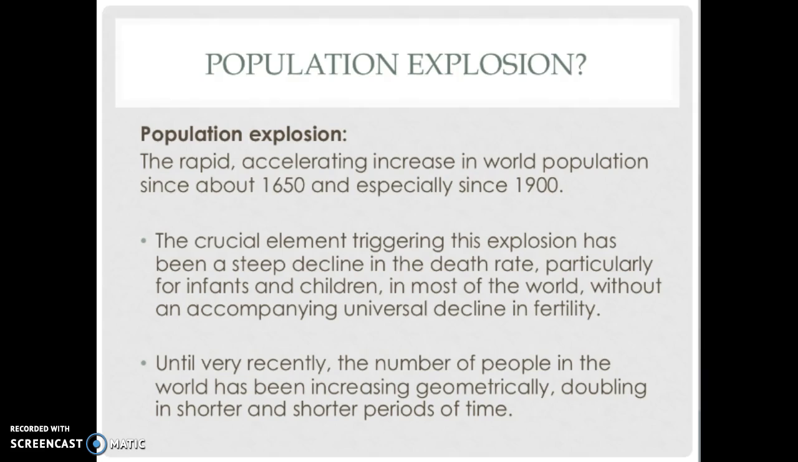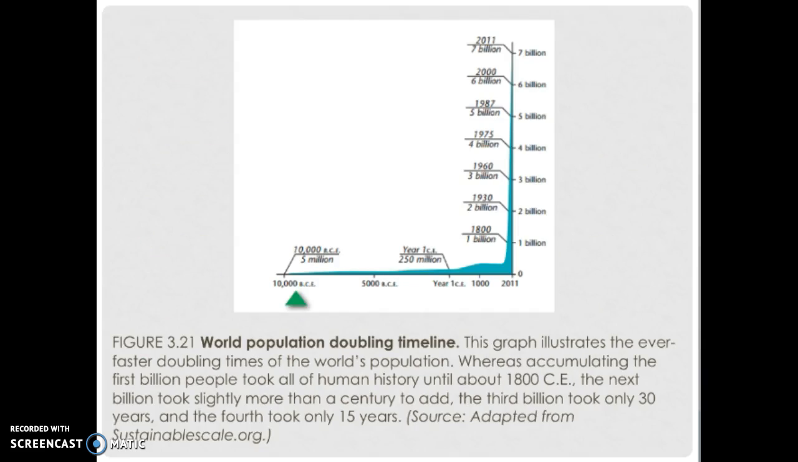Until very recently, the number of people in the world has been increasing geometrically, which we could think of as doubling in shorter and shorter periods of time. We're just beginning to see the beginning of a plateau of these population increases, which demographers project to reach a plateau at about 2050. In another 30 or so years, it's forecasted to be around 9 billion people on Earth, and there could likely be a plateau of the world population then. Here's the population doubling time over the last 12,000 years.